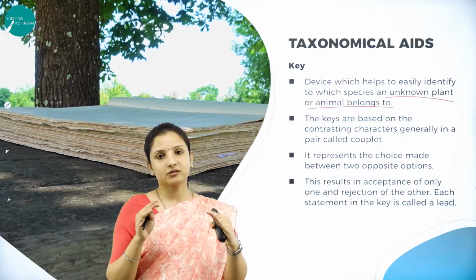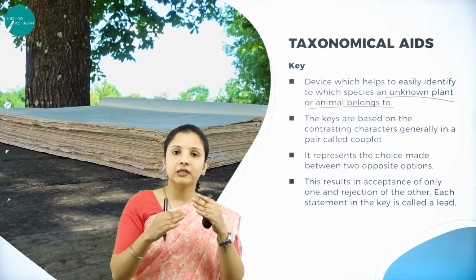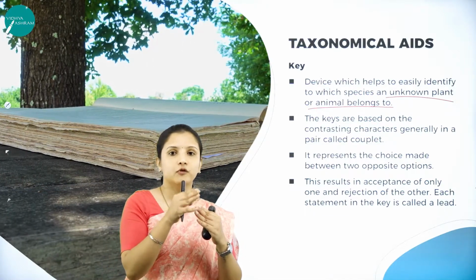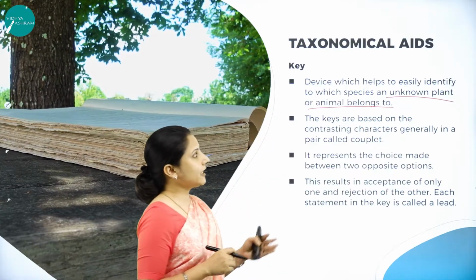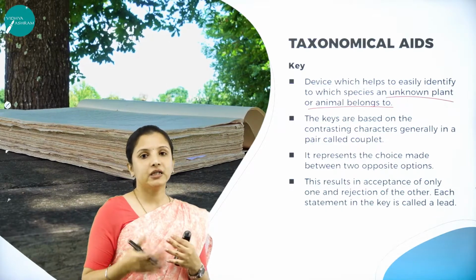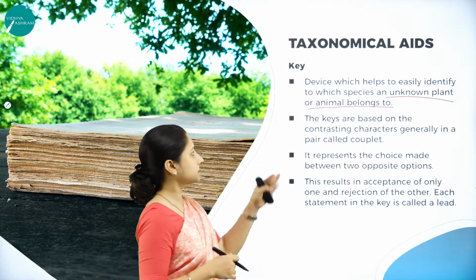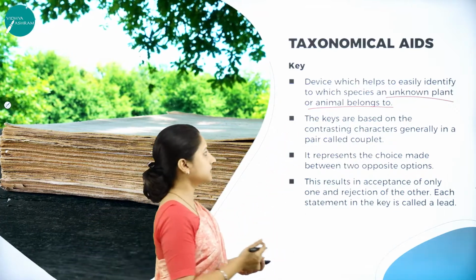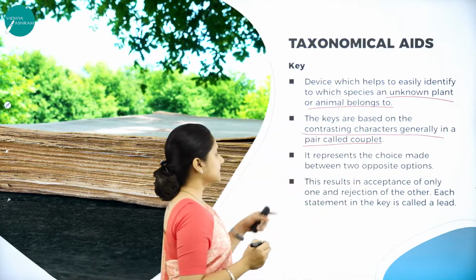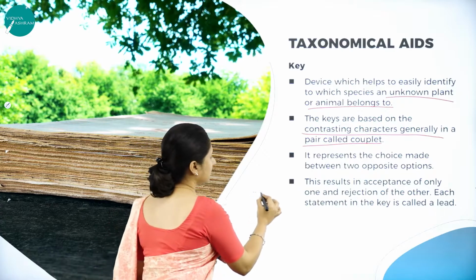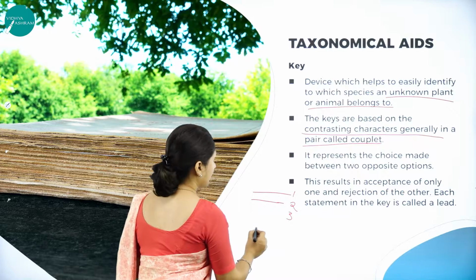So all the characters of the plants will be written and grouped, wherein you can skip each character and finally find the character that actually suits the plant that is written in the taxonomical key. So a taxonomical key is a device which helps to easily identify an unknown plant or animal species. The taxonomical keys are usually based on contrasting characters, generally in a pair called a couplet. Say for example, something is written here in a pair and it is numbered 1, 2, 3 and somewhere here again 1.